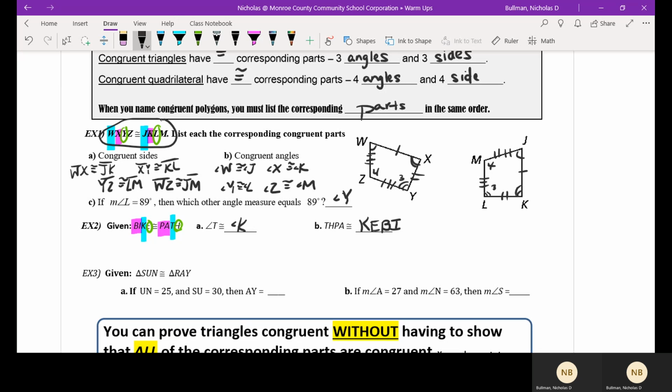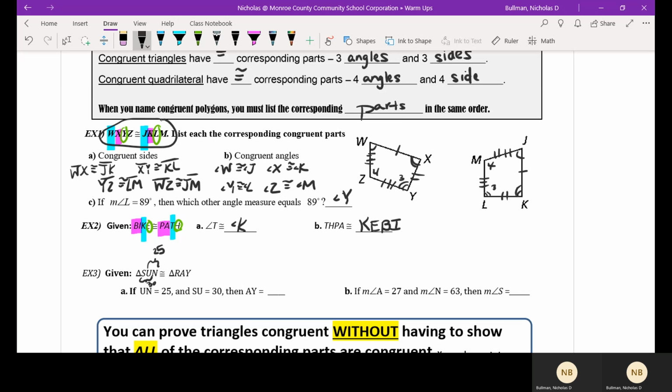So they want to know that UN is 25. So I've got these 2 here are 25. And then I've got SU. So the first 2 is supposed to be 30. Notice I'm just labeling it so I can piece stuff together.